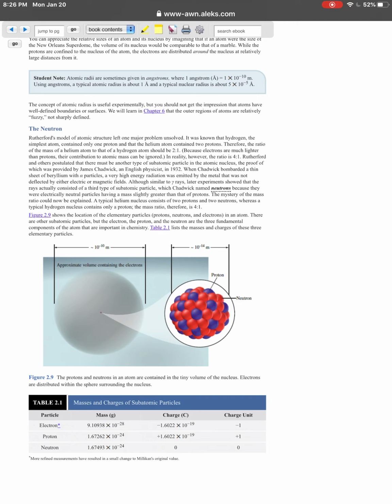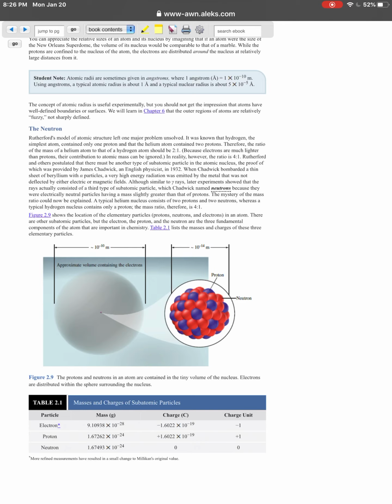If you take a look at the difference in size, it's 10,000 to 1. The diameter shown here for the size of the atom, which is the space occupied by the electrons, is 10 to the minus 10 meters. That's an angstrom. And the size of the nucleus is 10 to the minus 14 meters. That's 1/10,000th the size of the atom itself. So the nucleus is tiny, tiny, tiny, and that's where the protons and neutrons are.